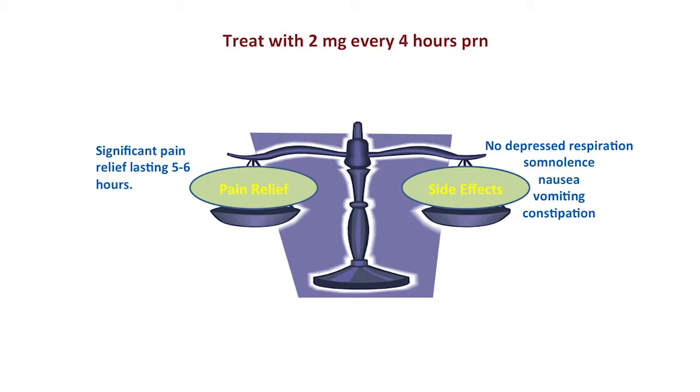You begin with a starting dose of 2 milligrams every 4 hours as needed for pain. This results in significant pain relief lasting 5 to 6 hours. There is no depressed respiratory drive, no nausea, no somnolence, no vomiting, nor any constipation. Thus, this is clearly the appropriate dose for this child with this injury.